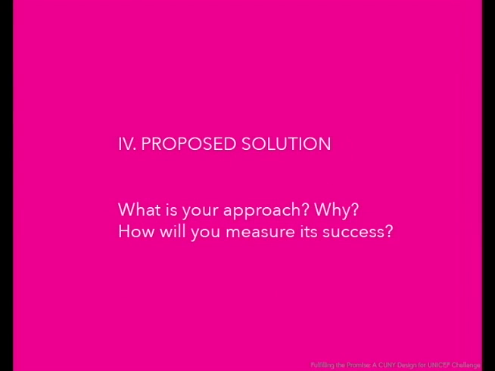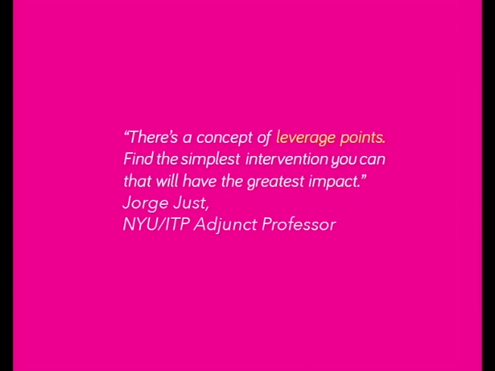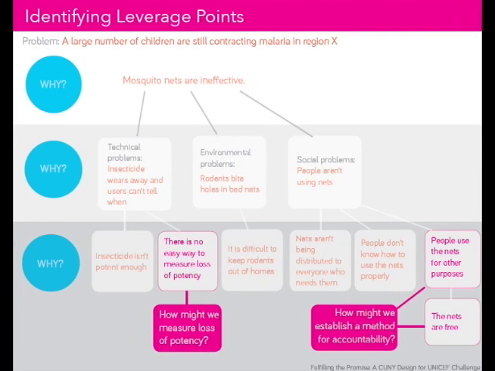So once you've identified constraints, there is this concept of leverage points. You want to find the simplest intervention you can that will have the greatest impact. So looking back at your list, now that you have eliminated some of those areas as points of intervention, you can look at other ones as possible places for change. So one, maybe there's an easy way to measure loss of potency. Or maybe you can establish a method for economic accountability for use of the nets.